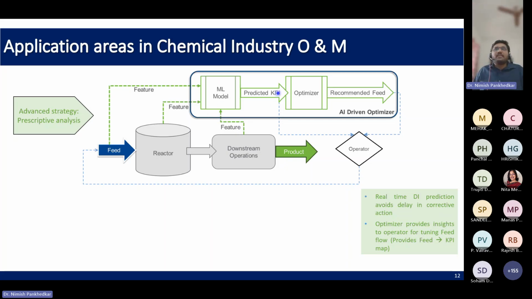I am predicting my key performance indicator, and then I will run an optimizer using that model, and the optimizer will tell me my recommended feed. So this is the AI driven optimizer and control strategy, wherein the operator will get an insight, not just what is my KPI, but what should I do to maintain my KPI in a good limit. That is what the ML models can do wonders, and it can help the operators take the decisions.